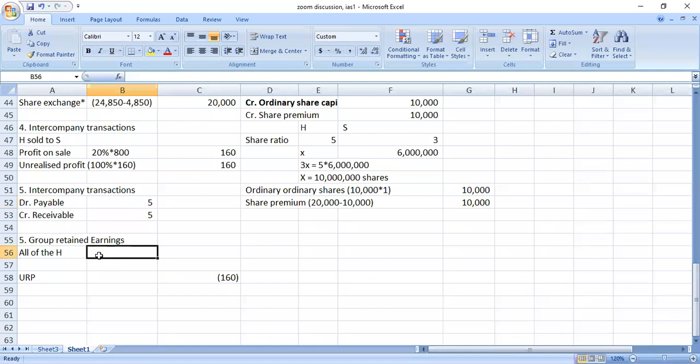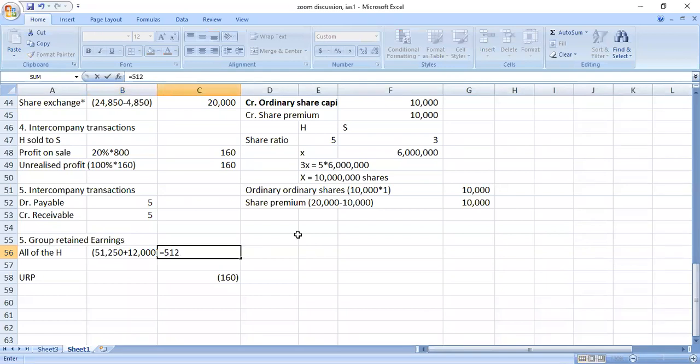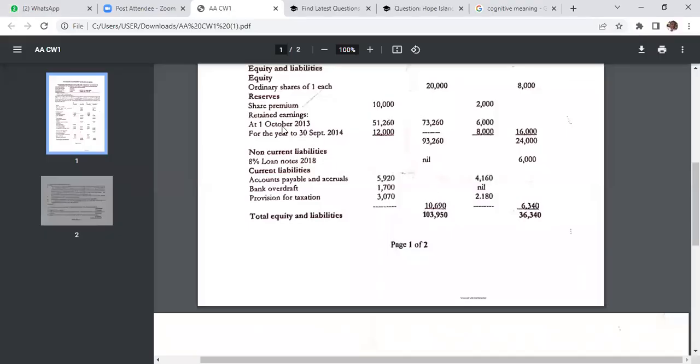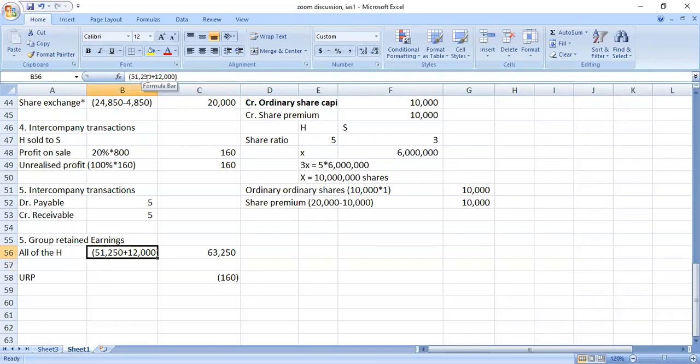First, the retained earnings. So for the parent, we're saying you bring the 51,250. I remember the figure well. Then plus 12,000. So when you add that, 51,250 plus the 12,000, you get 63,250 as the retained earnings for the parent.